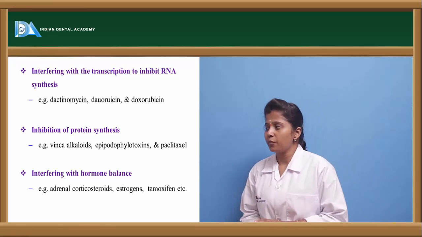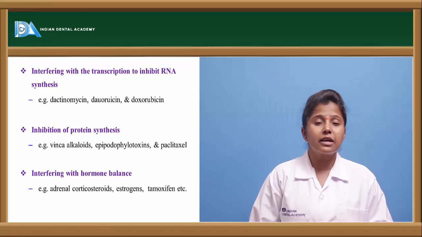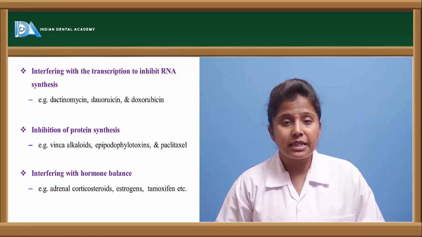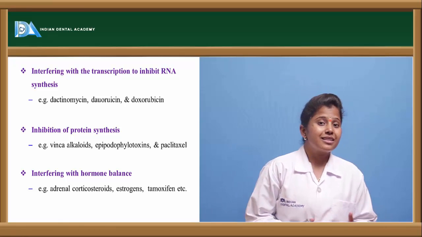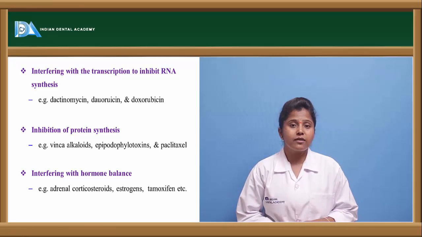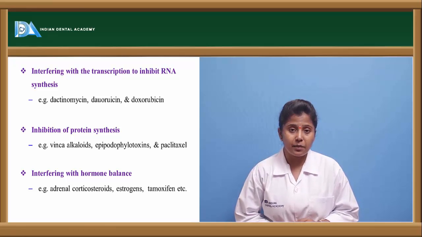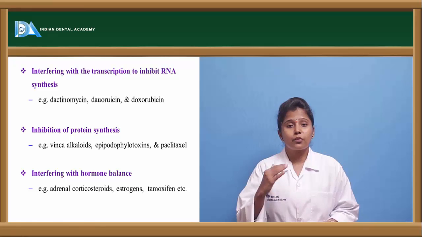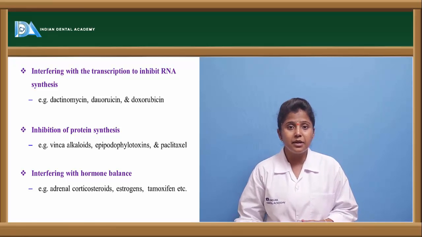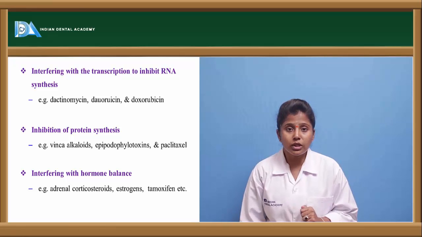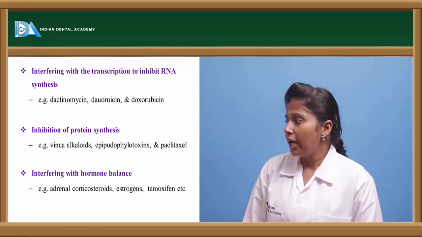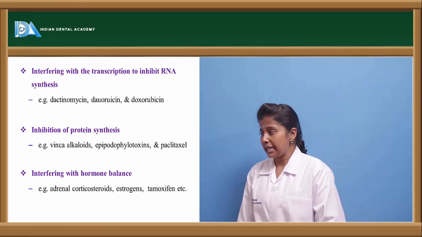And the inhibition of protein synthesis. There are various pathways, like de novo protein synthesis, as well as other pathways from where the protein synthesis takes place. If we prevent these pathways, then the protein synthesis is inhibited, thereby cell growth won't take place. The drugs included in this category are vinca alkaloids, epipodophyllotoxins and paclitaxel.